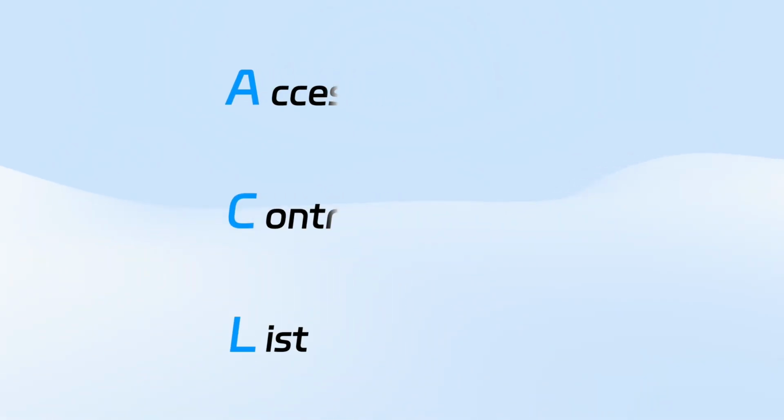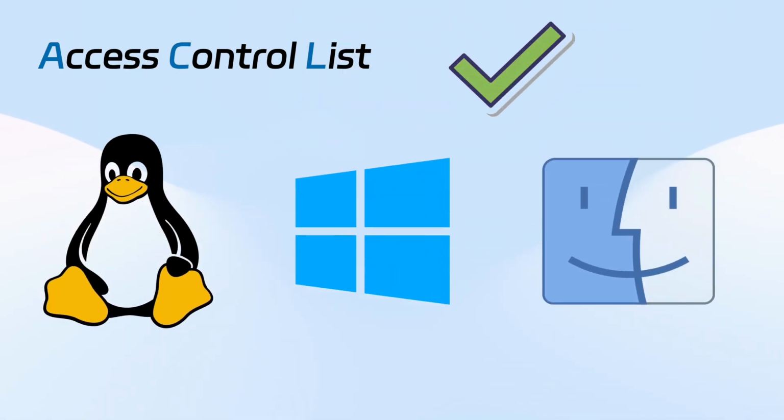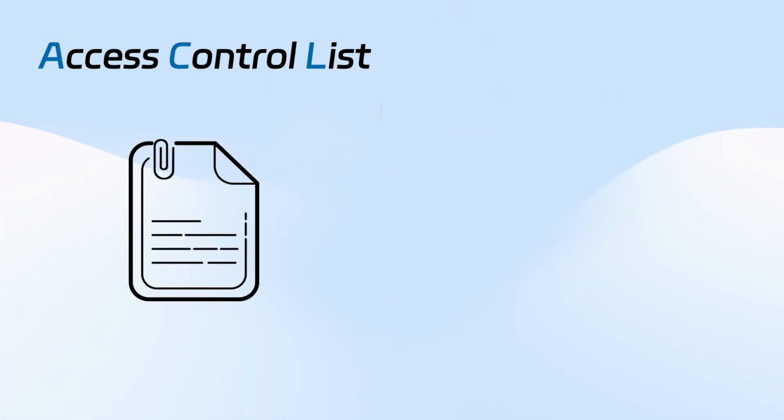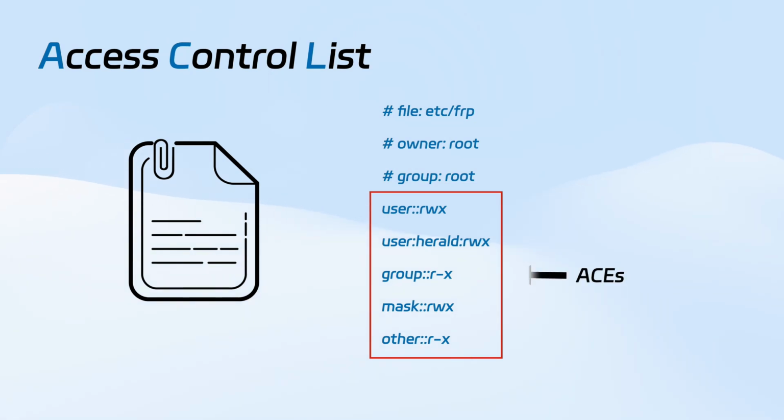ACL stands for Access Control List. It is a method for fine-grained file permission management. It is well supported in major operating systems like Linux, Windows, and macOS. Simply put, an ACL is like a detailed guest list attached to a file, clearly specifying who can perform what operations. The core of an ACL consists of a series of access control entries, ACE.